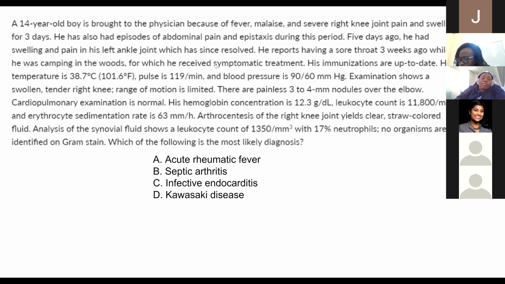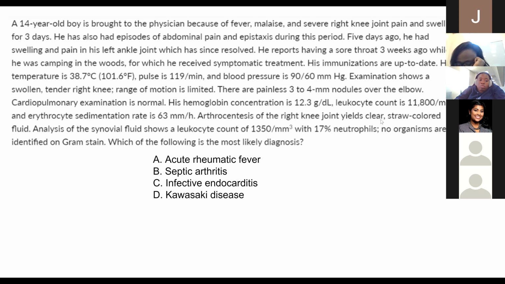When you start reading something like that, you might want to think, okay, migratory polyarthritis, he's young, right? Okay. Subcutaneous nodules, right? We have them over here, the 3 to 4 painless nodules. They're usually painless. What else have we got? This isn't really that important.